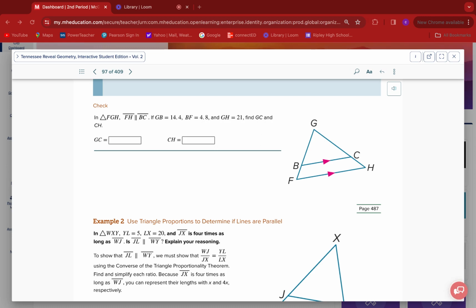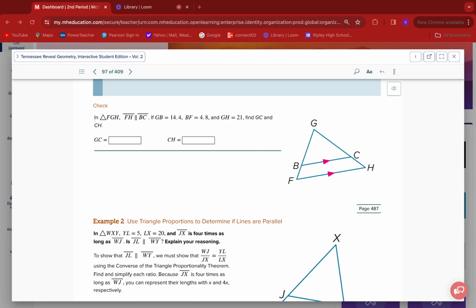So 14.4 times the CH, and 4.8 times 15.75. And that's going to be 75.6. All right, the opposite of multiplying is to divide by 14.4. So we're going to divide by 14.4 to the other side. Of course, we're going to cross off over here. So CH is going to end up being 5.25. All right, there's your check.